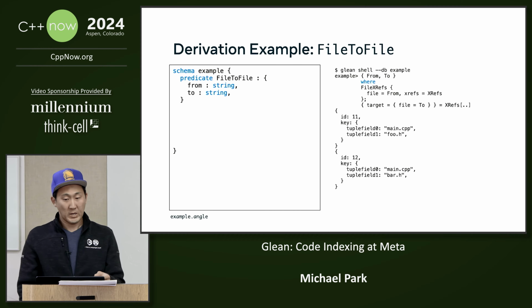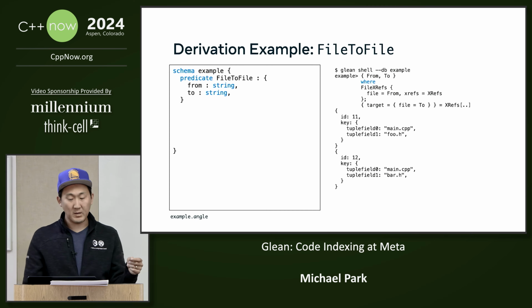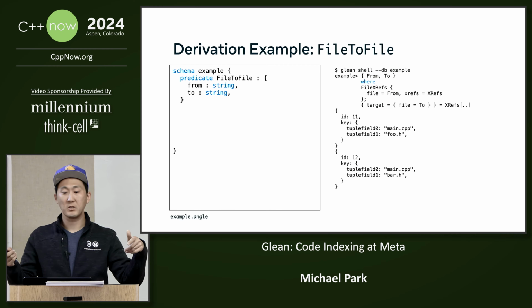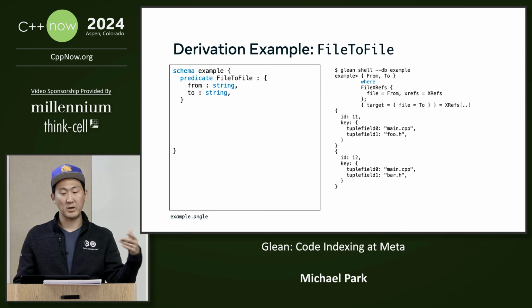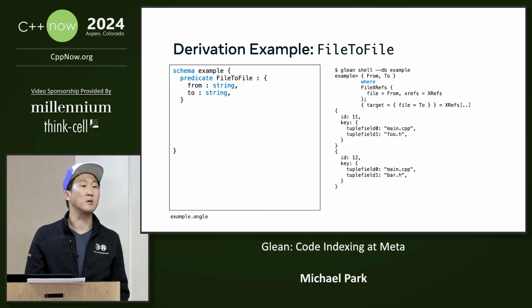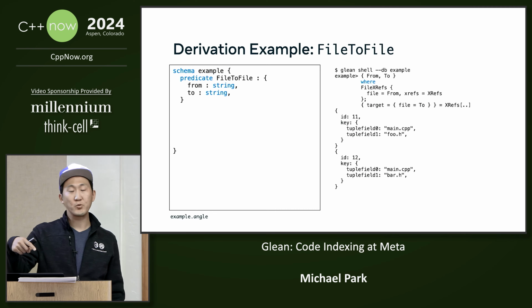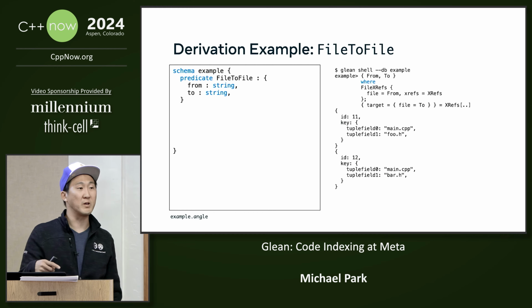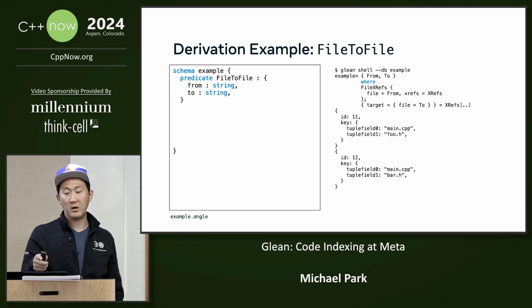And so if we have something like main.cpp that refers to foo.h and bar.h, it's going to give you those two files, even if there are 100 references into foo.h and 100 different references to bar.h. This is going to collapse all that information. And this is going to be okay.